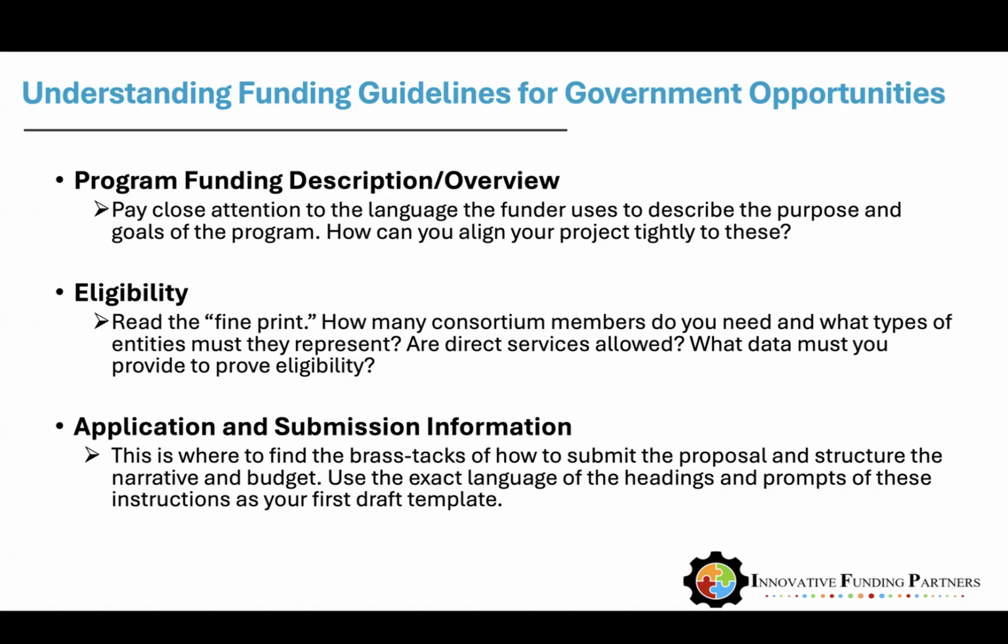Next, go to the application or submission information section, and this will tell you how you would actually be submitting the proposal. So for example, it will tell you that they're receiving applications through grants.gov, for example.